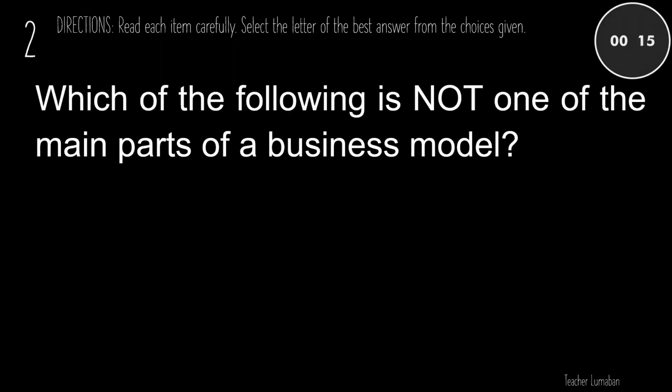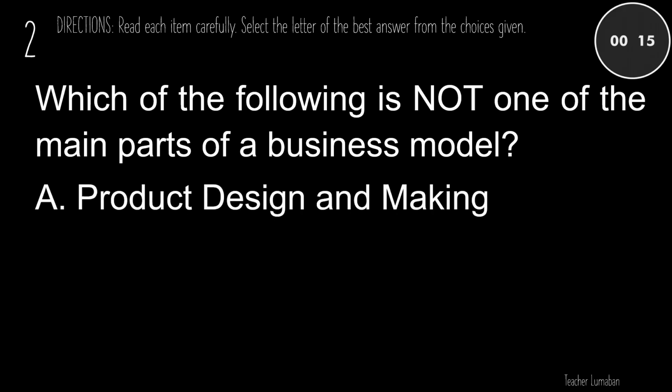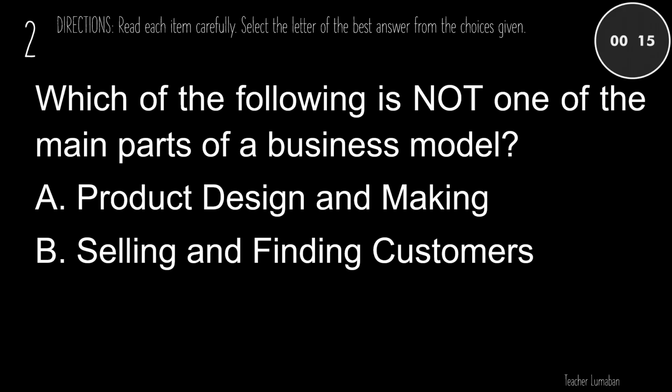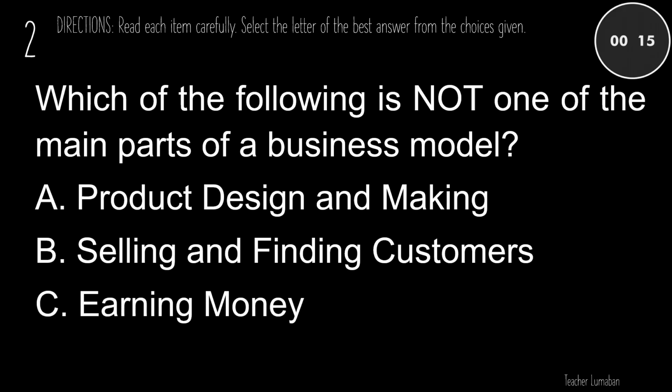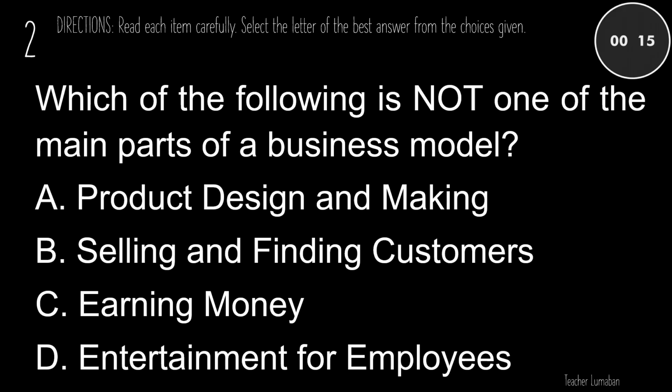Which of the following is not one of the main parts of a business model? A. Product design and making. B. Selling and finding customers. C. Earning money. D. Entertainment for employees.